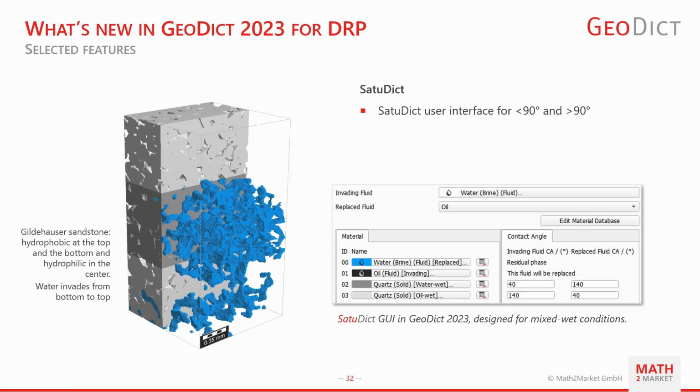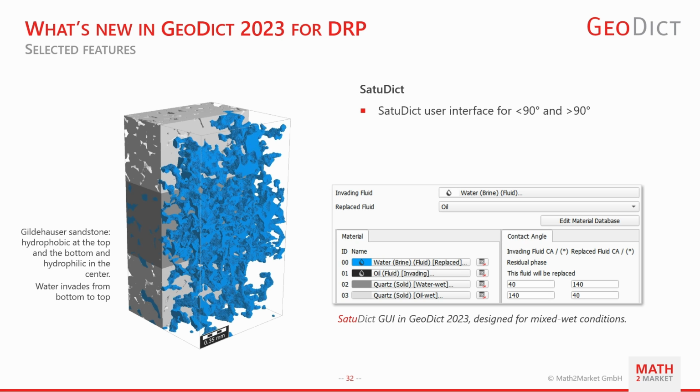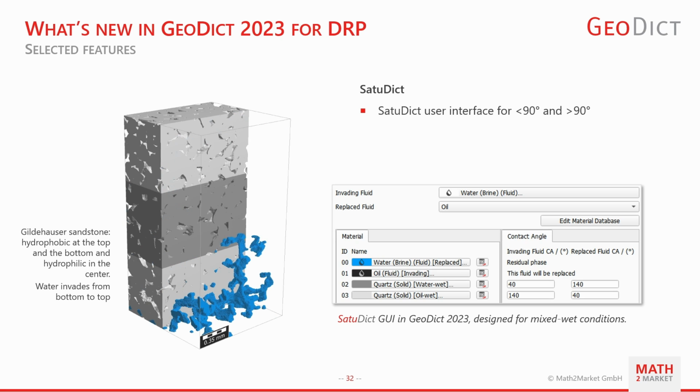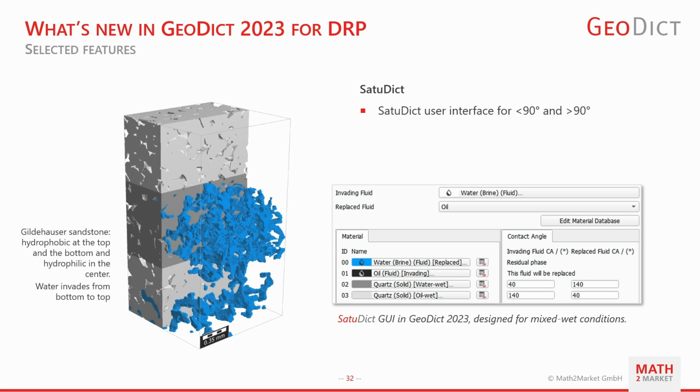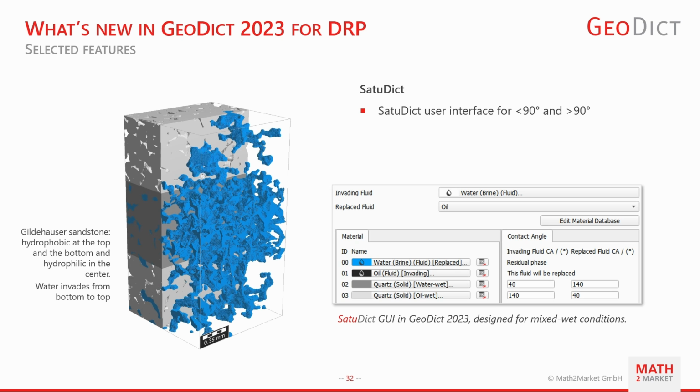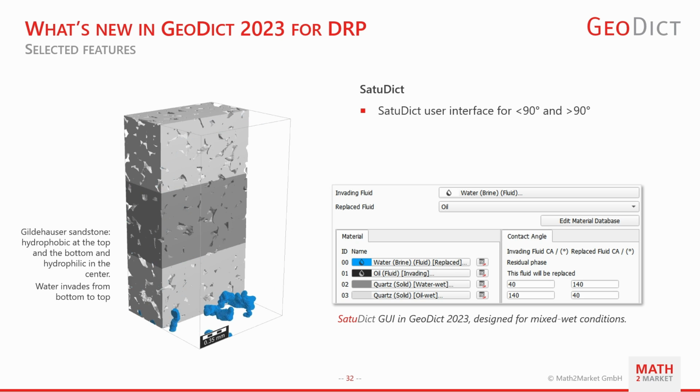Okay, let's follow this animation here of an imbibition. Water invades a sandstone with a water wet layer in the center and oil wet layers at top and bottom. So clearly we see very different behaviors in these different layers.